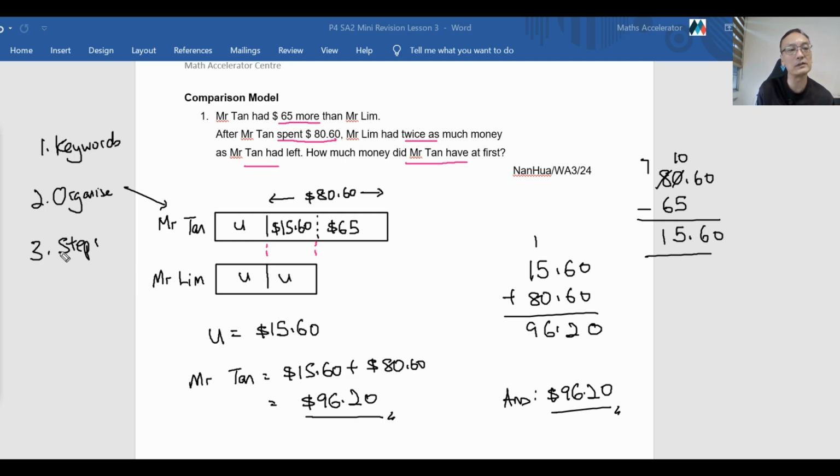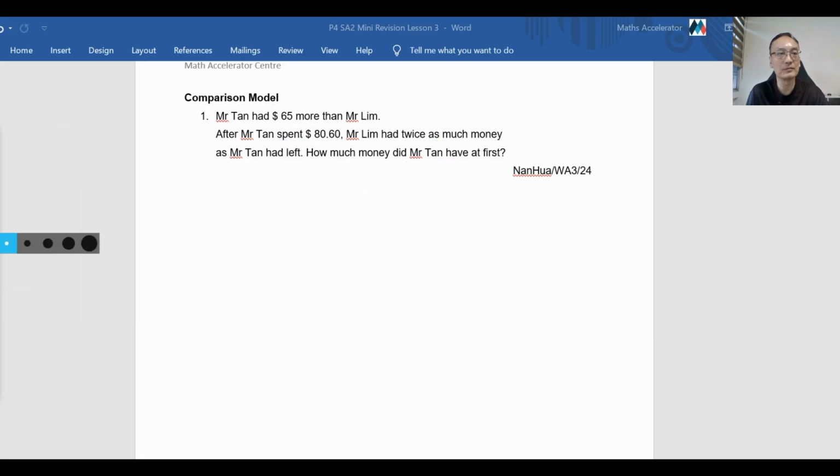Okay, I mentioned these 3 steps, this routine, in lesson 1 and lesson 2 also, right? So I normally call it the KOS thinking routine, right? Keyword, organize, steps. So this will help you to structure your thinking. Okay, that means whenever you approach a problem sum, you will know automatically the 3 things. Find keywords, organize the keywords, and carry out steps. Okay, if you use it correctly, it will help you to gain a lot of marks, especially during the year-end exam. Okay, let's move on to the next question.